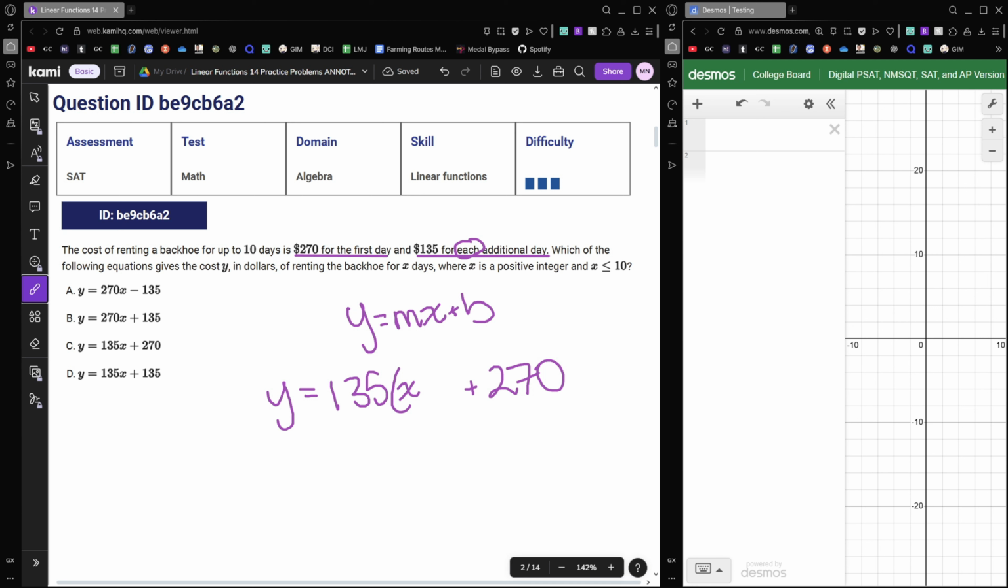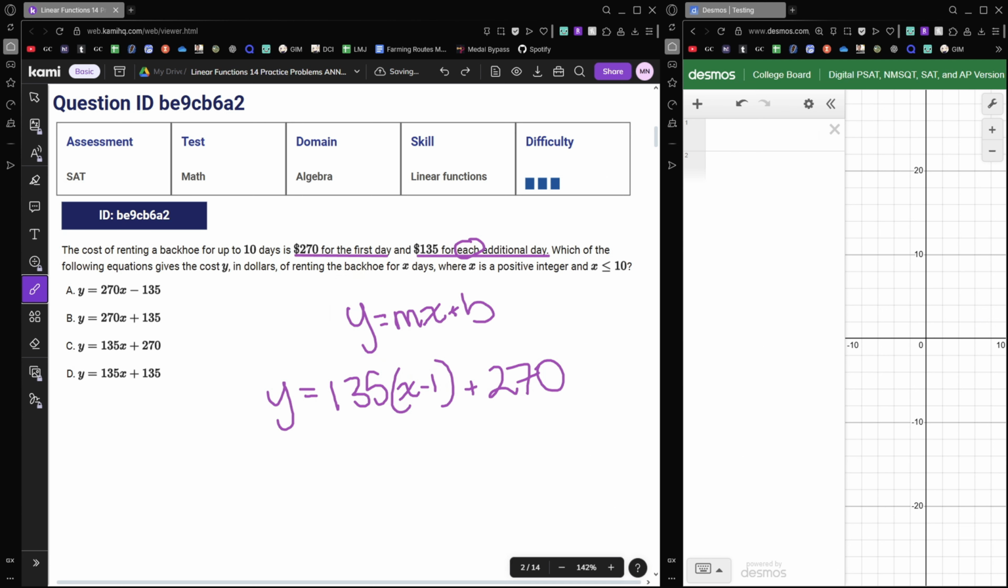The very first day, it's a different price. And then on the second, third, fourth, fifth, so on and so forth, each of those days will be $135. Long story short, what I'm trying to say is you need to put a -1 right here, because this -1 will account for the first day that has a different price, which is $270. I don't know why I made that an underline and an arrow.